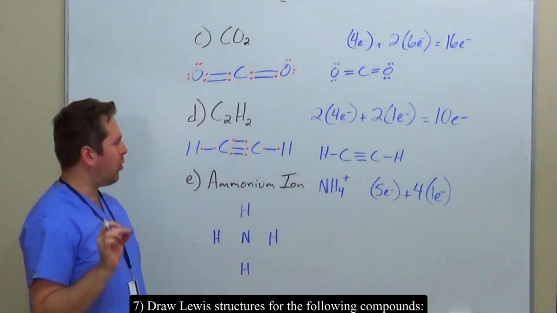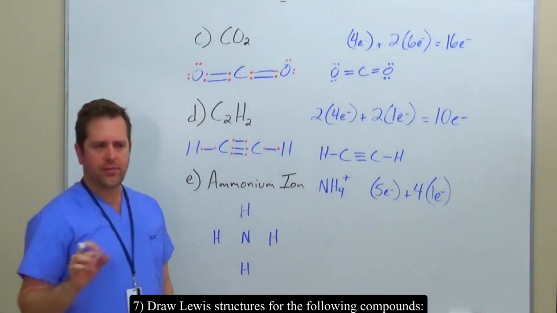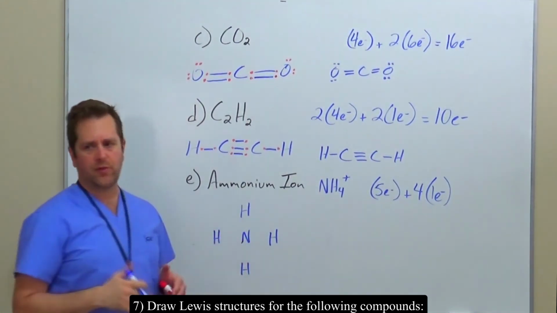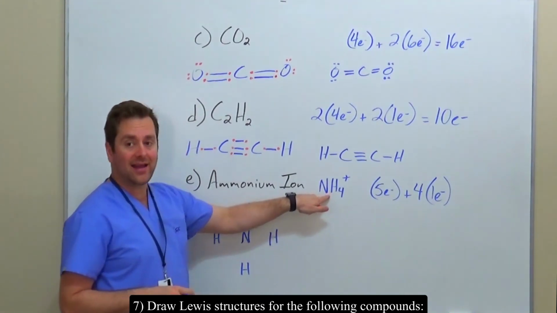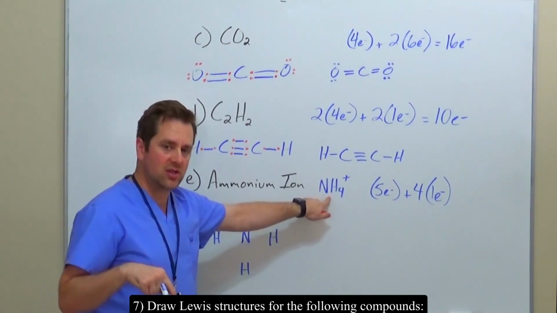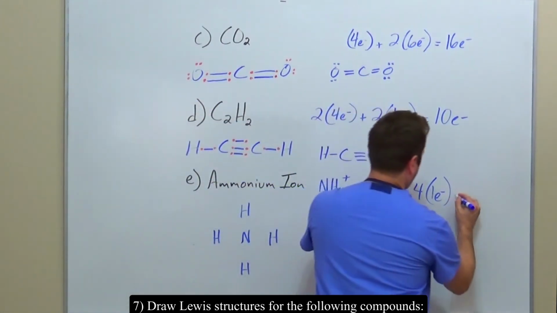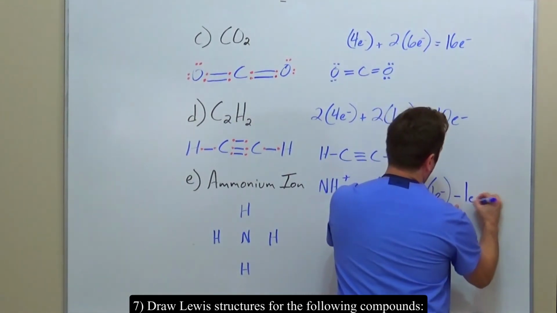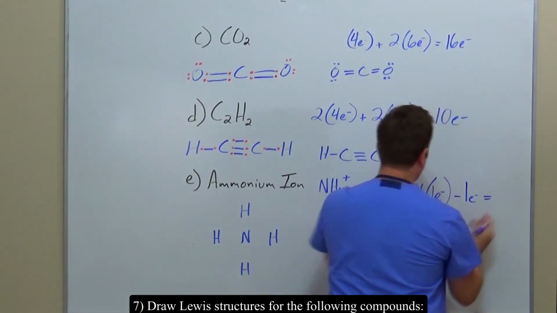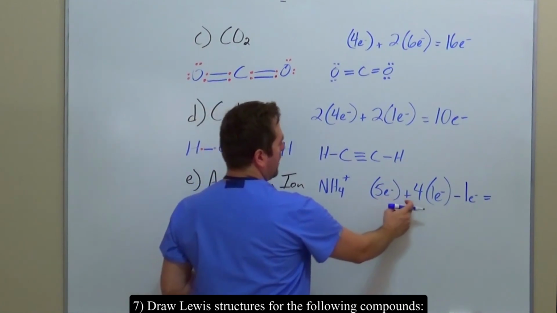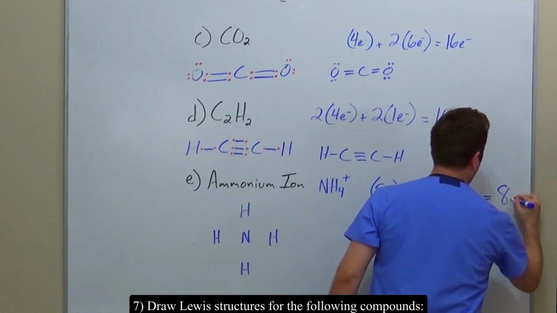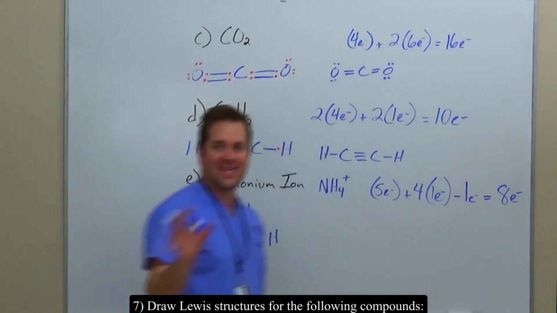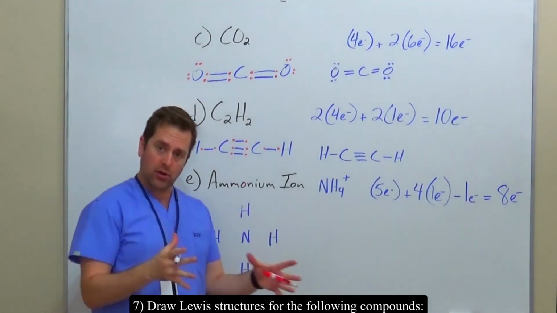However, there's one critical step that we have to make sure that we follow in our overall calculation. Since this is an ion, it has one less electron. So we need to account for that. We're going to say minus 1 electron for our total. So we have 5 plus 4 is 9, minus 1 gives us a total of 8 electrons in the end that need to be accounted for.